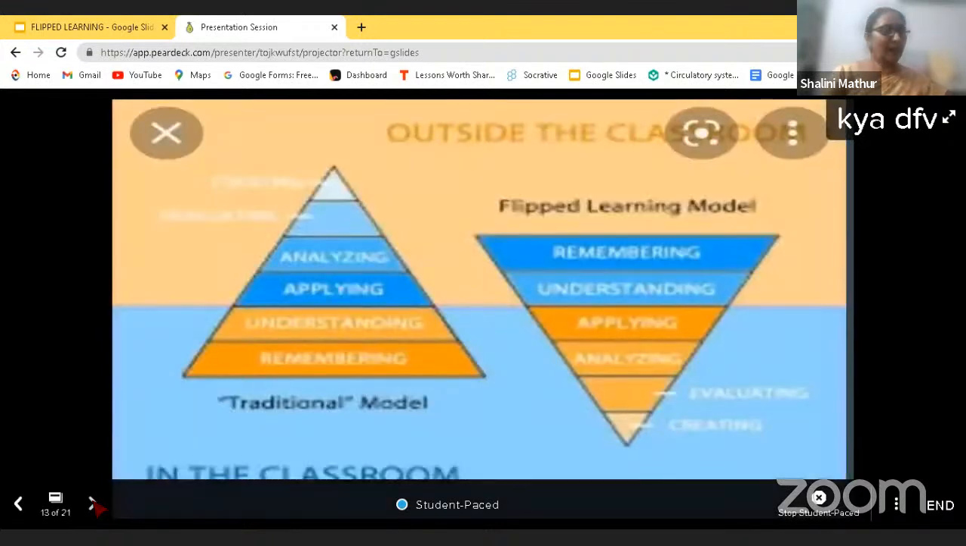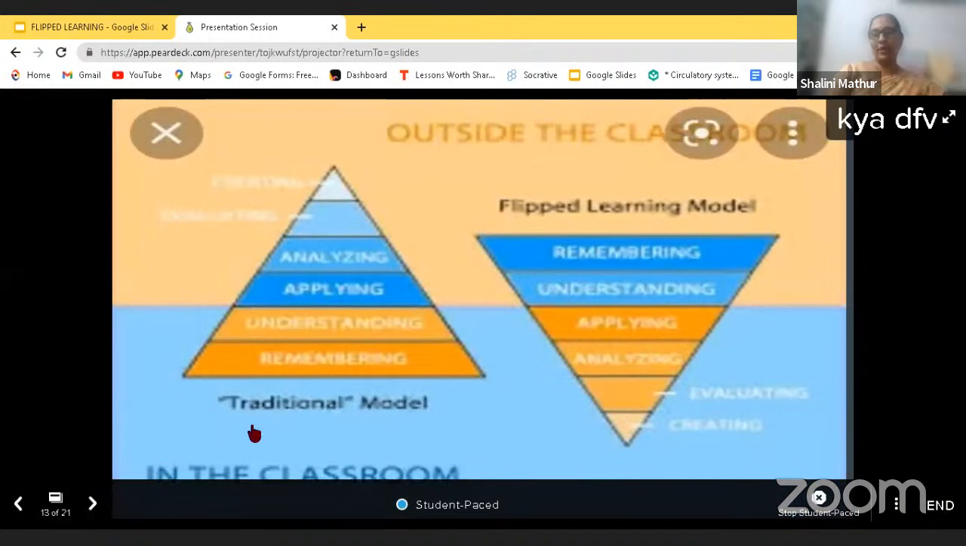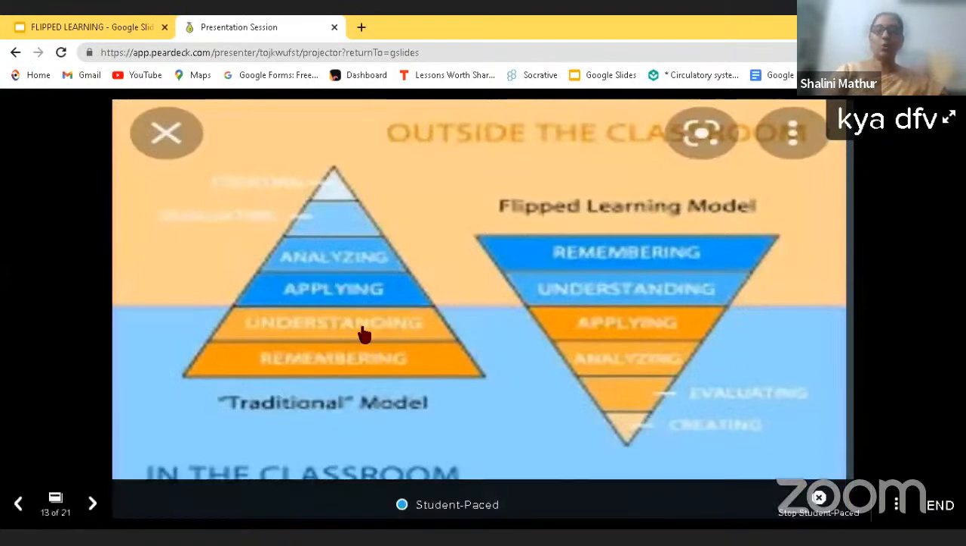Now, as teachers, we are all aware of Bloom's taxonomy, and we all know this pyramid. In the traditional classroom model, you see remembering, then understanding, then applying, then analyzing, and the peak of this pyramid is create. First the students remember, then they understand, then they try to apply, then they try to analyze, then they come to the top, that is create.